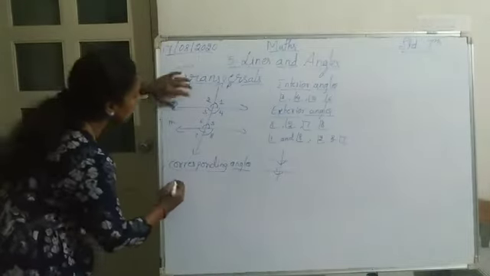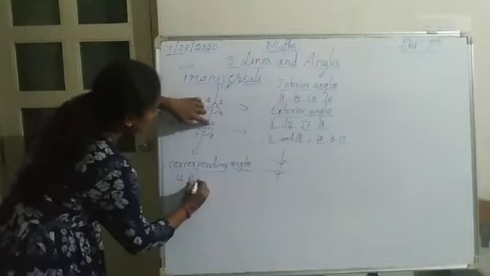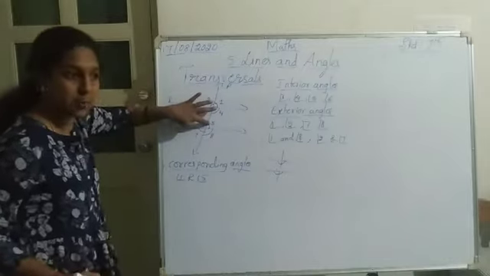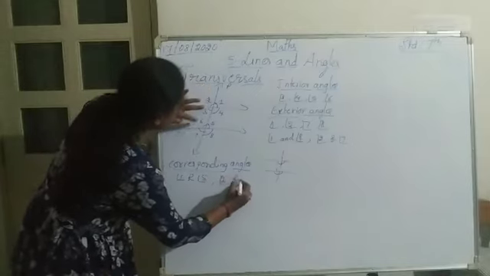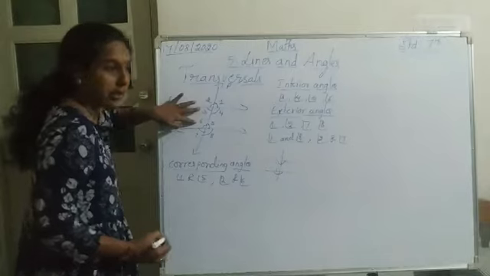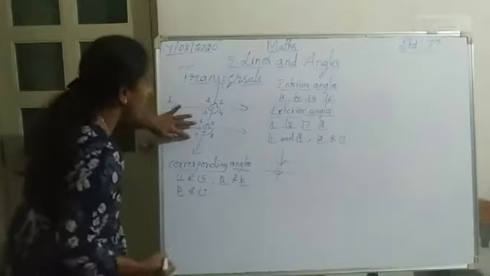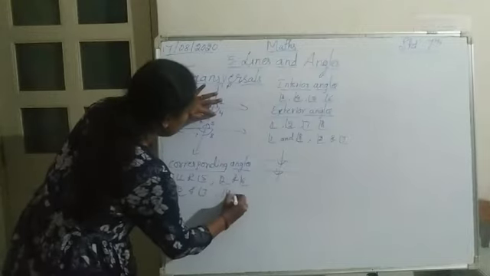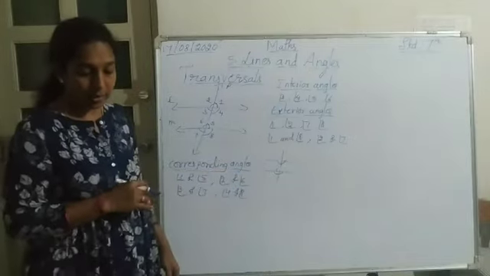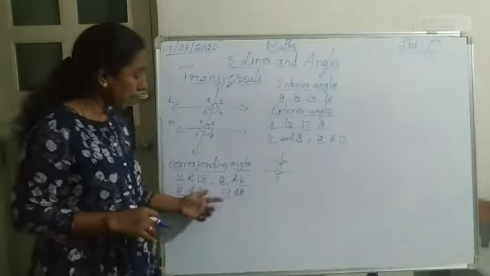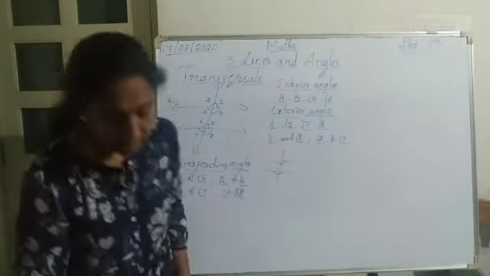So we can write here, angle 1 and angle 5, these two are the corresponding angles. Next, 2 and 6, these two are the corresponding angles. Next, angle 3 and angle 7 are the corresponding angles. Angle 4 and angle 8, these two are also corresponding angles. Okay, so these are the 4 pairs of corresponding angles.